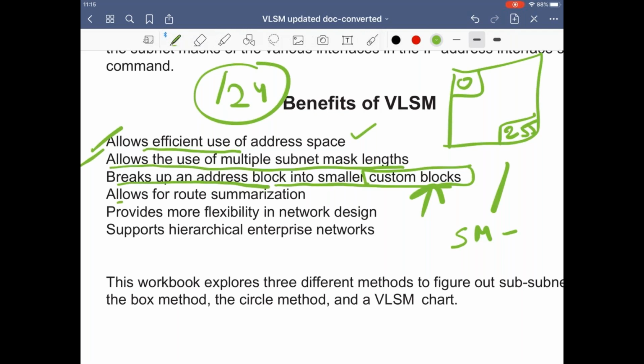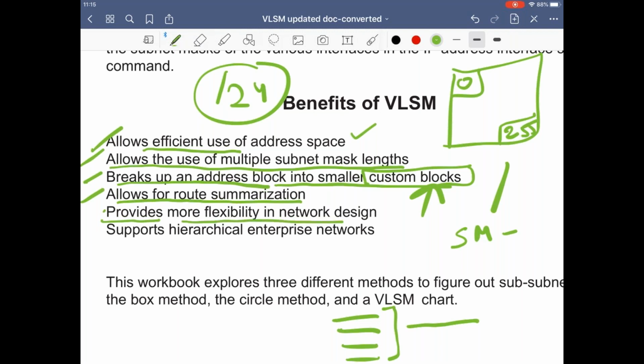Allow for route summarization. We will see this after some time. Route summarization means we summarize the routes. If we have multiple routes in the routing table, we can summarize them and make them one. We will see that in the next or in the routing class.